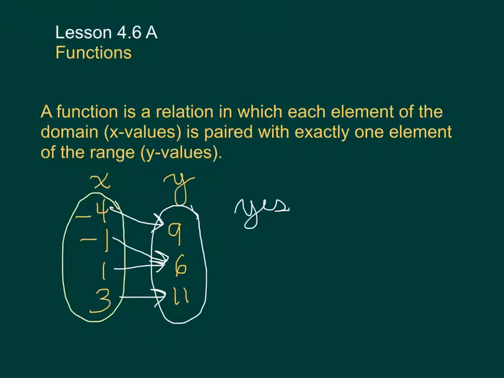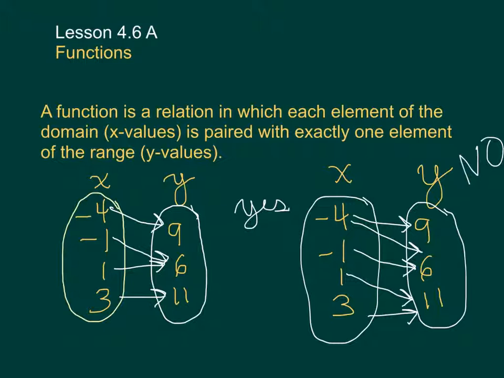An example of one that would not be a function would be the following. In the second example, the answer would be no, that's not a function, because -4 is paired with both 9 and 6. So that would make that not a function. It's okay if more than one x value is paired with a y value, like in the first example, but it's not okay if an x value is paired with more than one y value.